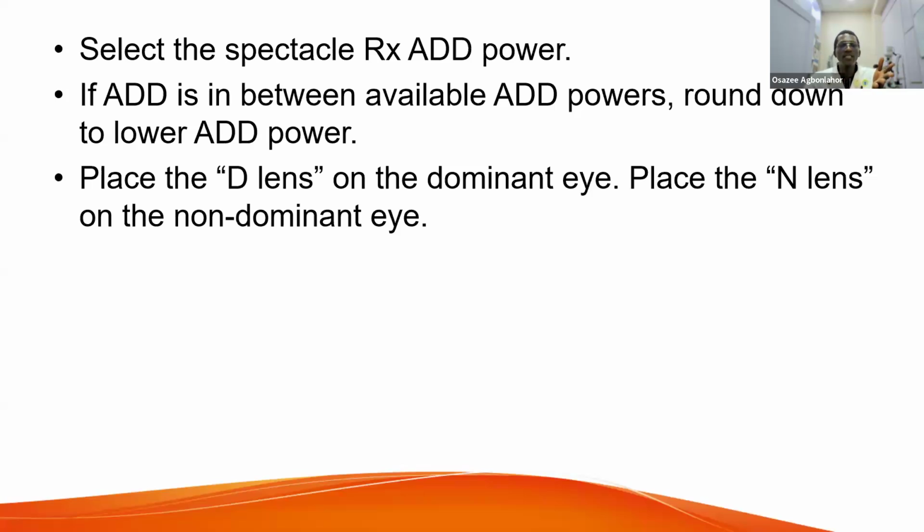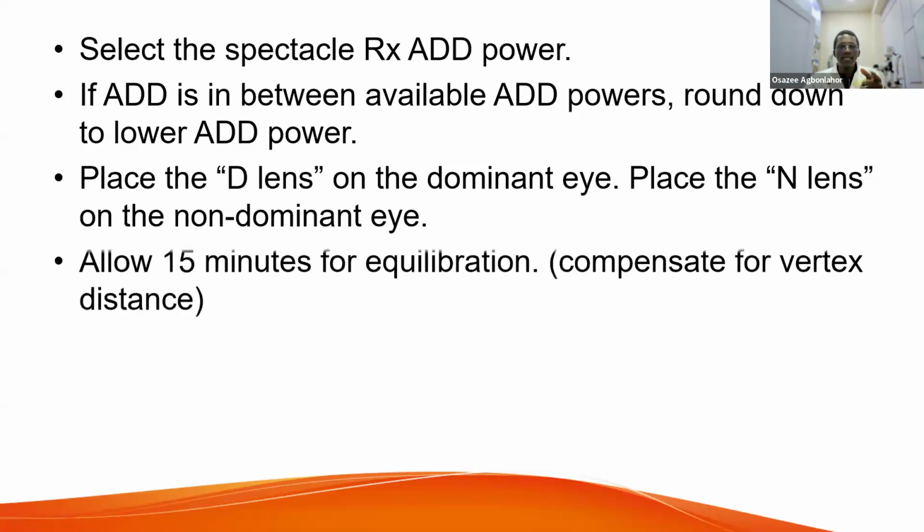So they said you place the distance lens on the dominant eye and place the near lens on the non-dominant eye. This is if this patient's regular job or daily activities require distance vision all the time. That's when you do this. Conversely will be the case if the patient's demand is more at near. Okay, I hope that is clear.